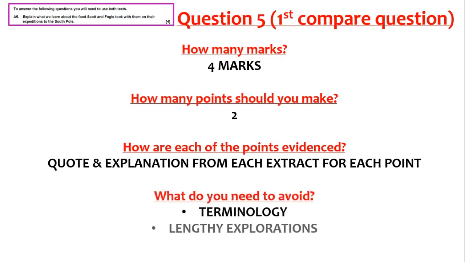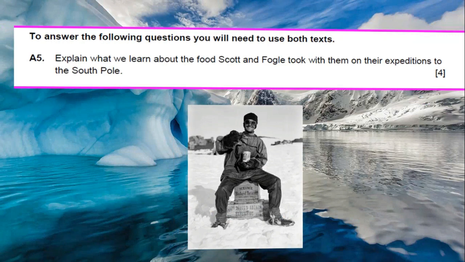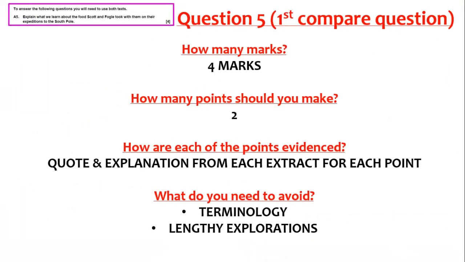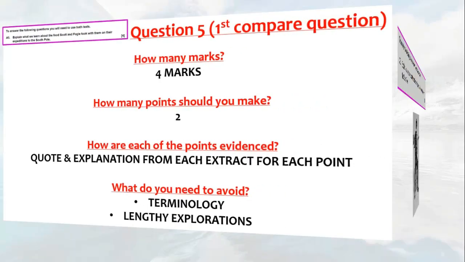What do you need to avoid? Terminology and lengthy explanation. So basically what that means is we're not saying things like the adjective is used, the verb is used, the metaphor, and we're not doing point, evidence, explain. So we're not making a point and then explaining why the writer has used this language. It's almost like an information retrieval question really, looking at both texts.